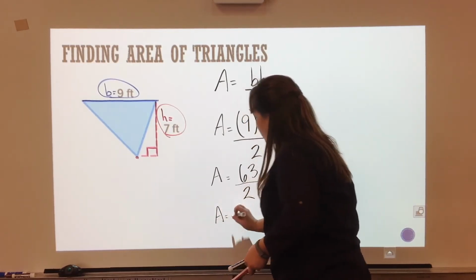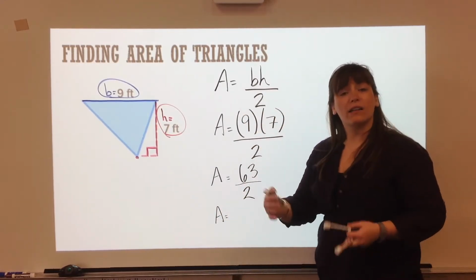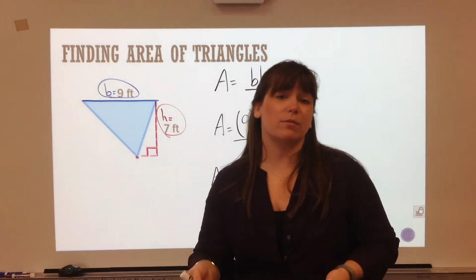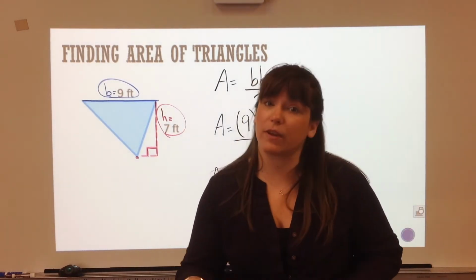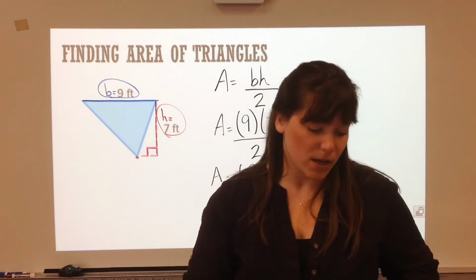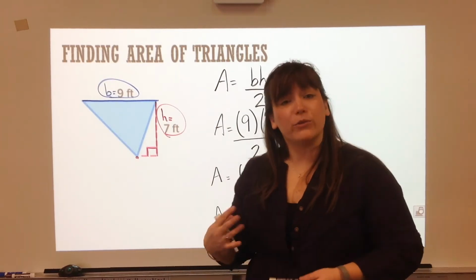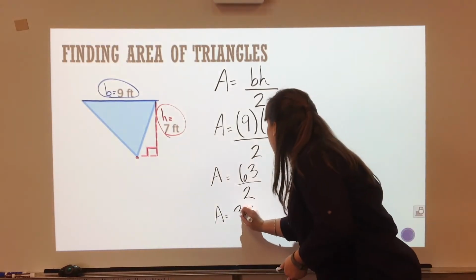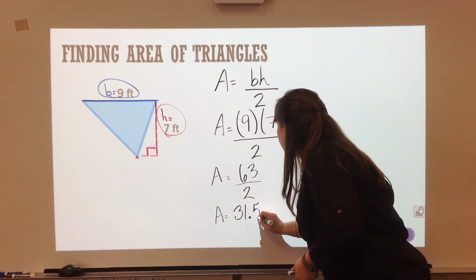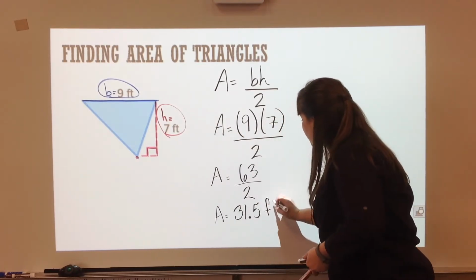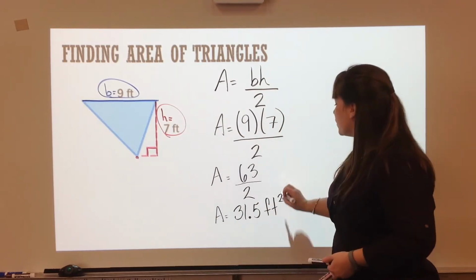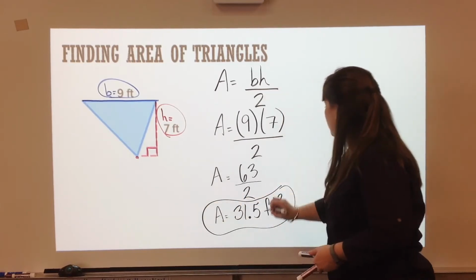It won't work out perfectly. That's okay. As the numbers also get harder, you will be using calculators as well. So if you have a calculator, you want to pop that in, that would be fine. When you do divide, it does turn out to be 31.5. Because we're finding area and we're dealing with feet, we have the unit of feet squared.